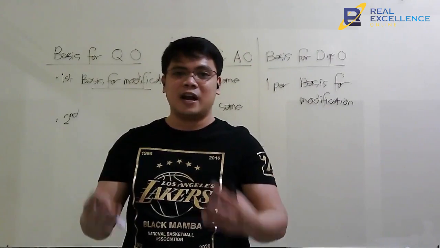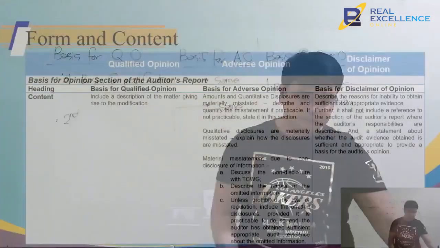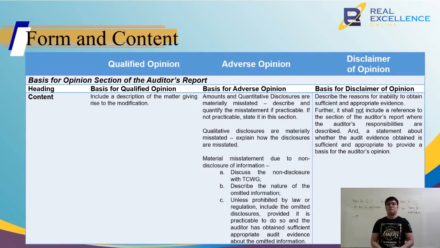Diba? So, ayun. So, describe, sabi niya, describe the reason for inability to obtain sufficient and appropriate evidence. Diba? So, di-discuss nila. Tapos, further, it shall not include a reference to the section of the auditor's report where the auditor's responsibilities are described. Diba? Yung conducting an audit in accordance with PSA, yung maintenance ng fundamental ethical principles, ng independence, okay? In compliance with ethical requirements, okay? Tapos, wala nang statement, diba? About the availability ng sufficient appropriate evidence. Kasi kung may sufficient appropriate evidence, di sana nakapag-express na ng conclusion. So, kaya tatanggalin mo na yung paragraph na yun.